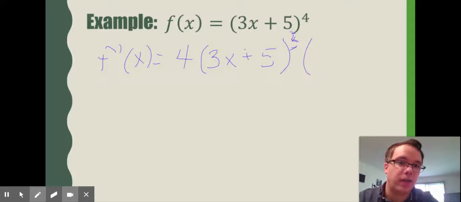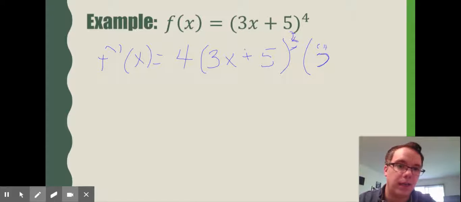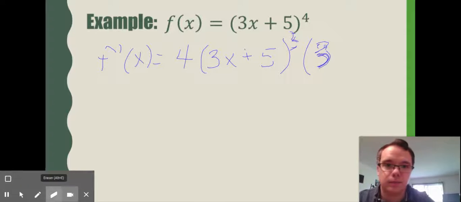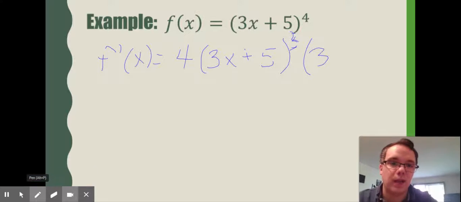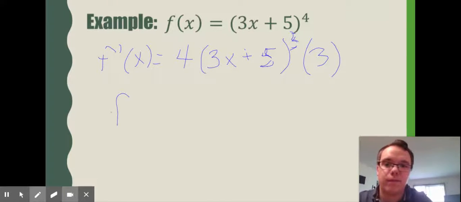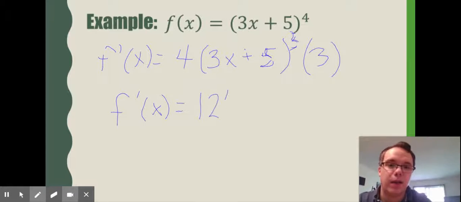So the derivative of 3x + 5: the derivative of 3x is 3, and the derivative of 5 is 0. So we're going to multiply that by 3. We can multiply our 4 times our 3 together to get 12. And so we get 12 times (3x + 5) to the third.